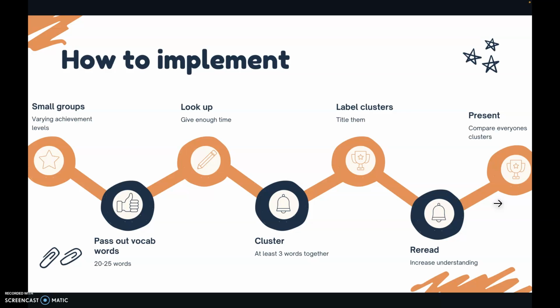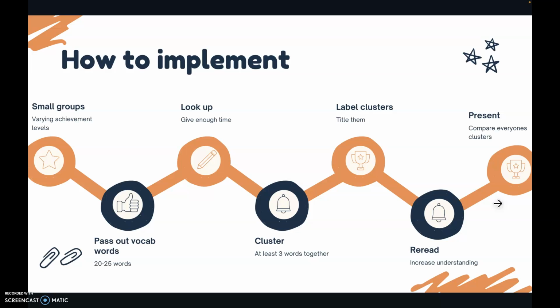We're going to start off by getting the classroom into different groups, and you want to group them with varying achievement levels. Then you pass out your vocabulary list, which should be 20 to 25 words. Then you have to give them enough time to look up the words if they do not know them, because if they do not have any idea what the words are, they are not going to be able to do the next step, which is clustering.